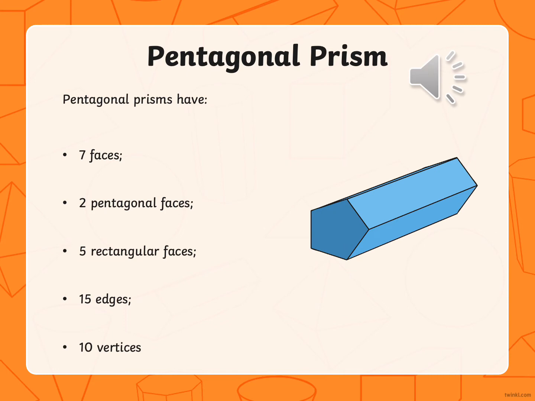Pentagonal prism. So the pentagonal prism has 7 faces. 2 of the faces are pentagons, the rest are rectangles. It has 15 edges and 10 vertices.